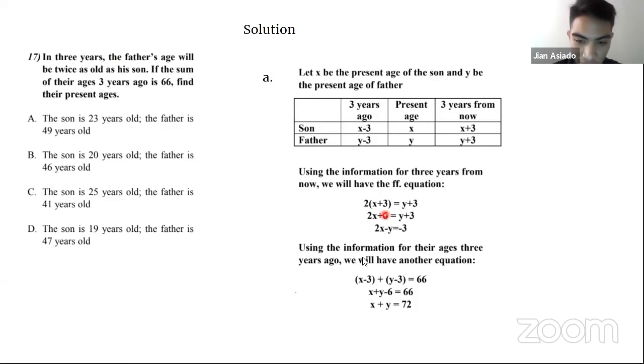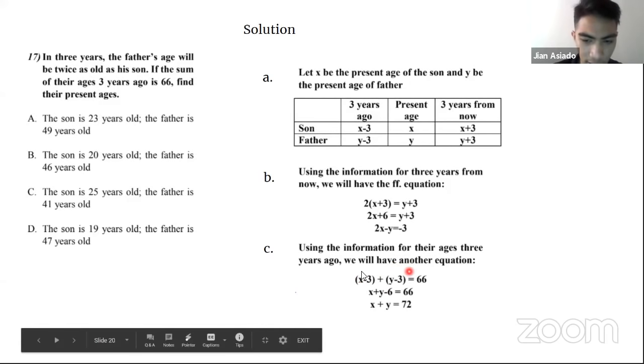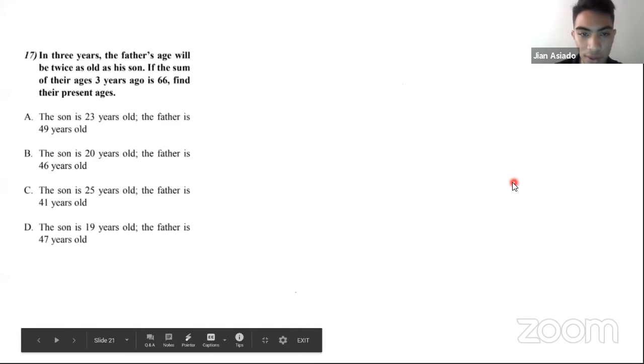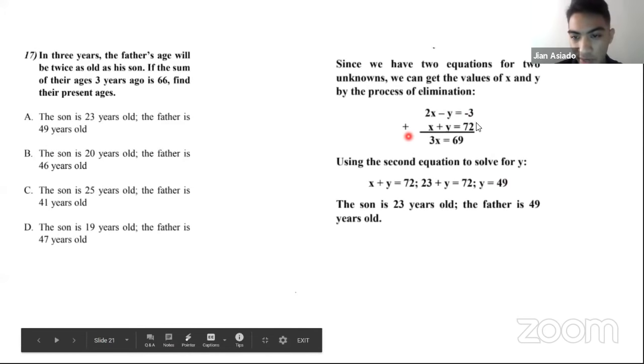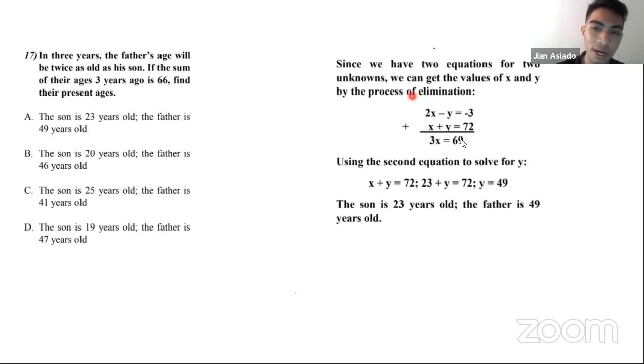And then, kung papansin mo, dalawa yung variables dito, so kailangan mo ng dalawang equations, no, para i-solve. So using the more information from for their ages 3 years ago, no. So ito naman yun, x minus 3 at y minus 3. So ayan, equal daw to 66, no, sum ay 66. So ayan, set up ulit, then simplify. So makukuha natin sa dulo ay x plus y equals 72. Ngayon, si x plus y 72, maraming pwedeng method din para gawin.